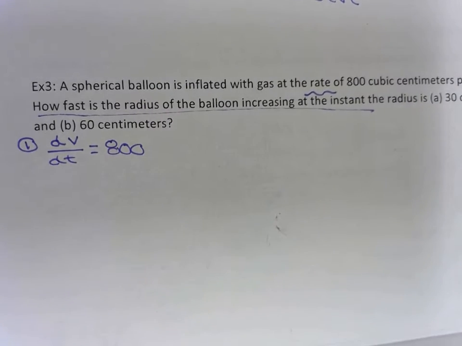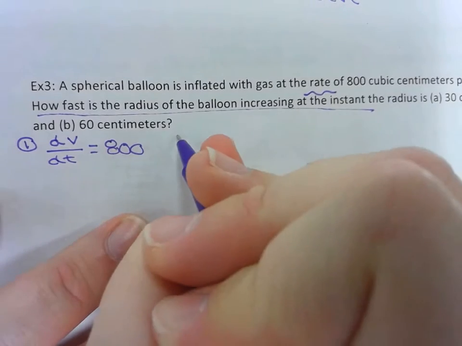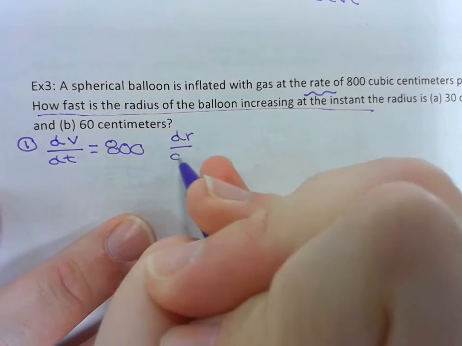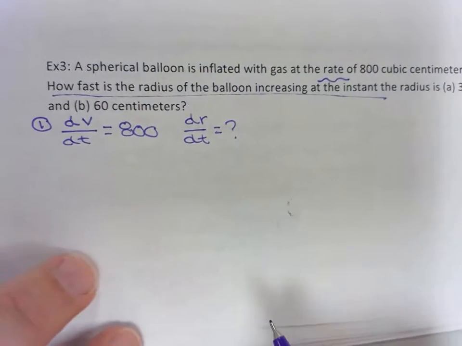Let's look at what they want to know. As I read this, I want to know how fast is the radius of the balloon increasing. So I'm looking for dr over dt. How fast the radius is increasing. That's what I'm looking for.